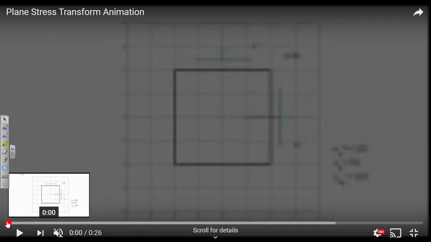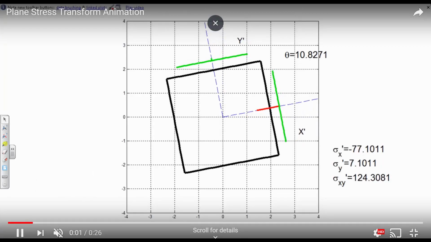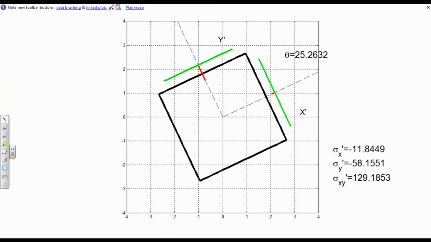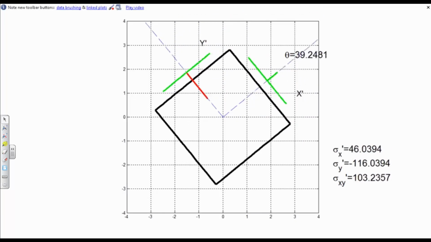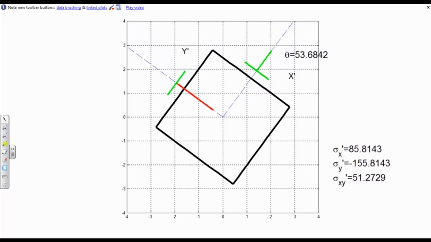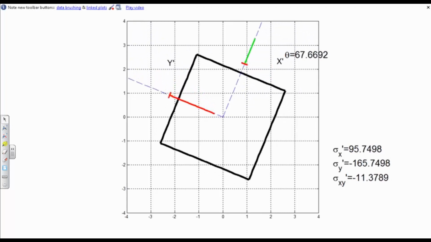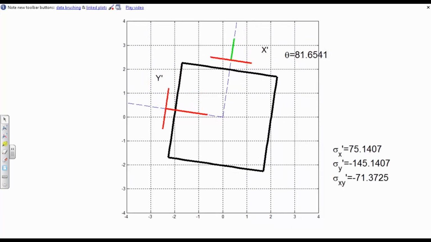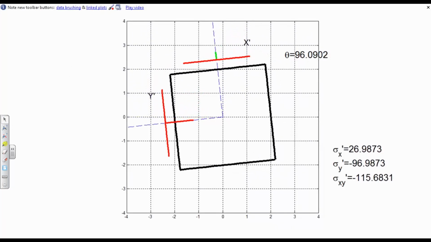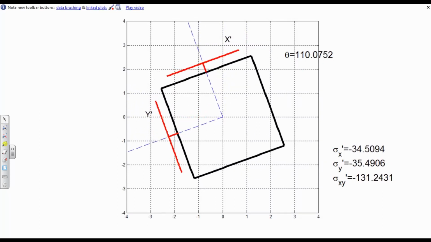Okay, so what you're seeing here is a state of stress. Let's take an element. Let's say I'm yanking on it in the X direction, I'm yanking on it in the Y direction, and I'm shearing it. What you're seeing are the changing stresses as you rotate the way you cut it. Maybe cut it this way, or this way, or this way. As you change that orientation, you're getting different resulting stresses.